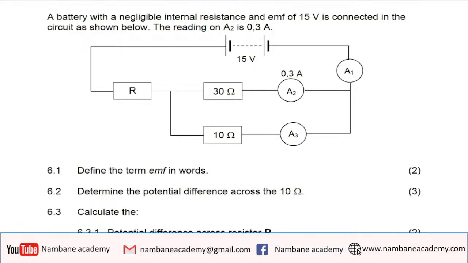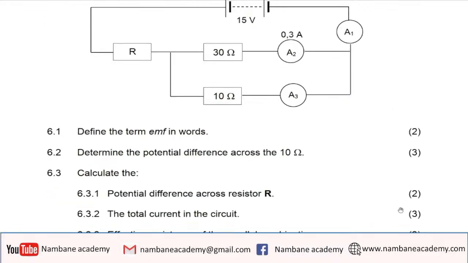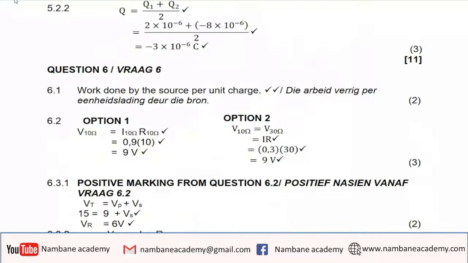Determine the potential difference across the 10 ohm resistor for 3 marks. So at 10 ohm, it is here. So what is it that the learners should do? They should be knowing that it is going to be a parallel combination, is their duty, and that the voltage across the 30 ohm is equal to that across the 10 ohm. So according to the memo, how did we do it? We are having 2 options, that the V across the 10 is equal to V across the 30.